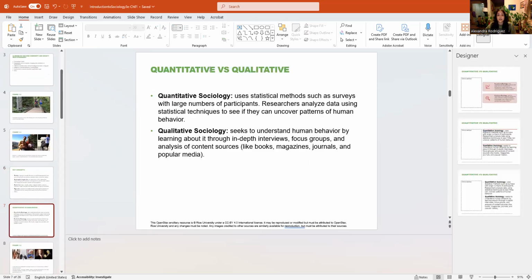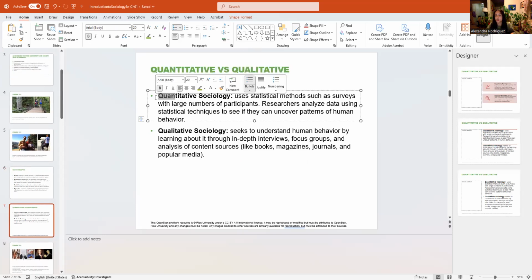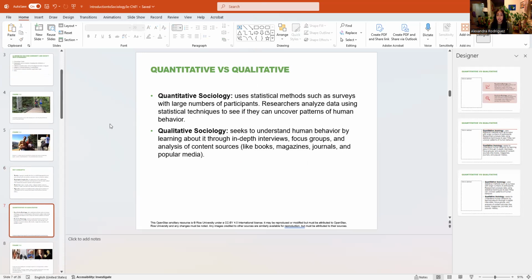Then there's quantitative and qualitative sociology. These are the main subsets within sociology in terms of how you want to study and do research, right? If you think about the prefix quant, or quantitative, we're talking about numbers. So quantitative sociology is anything that has statistics, numbers, even math, charts, graphs, anything that can show us numerical trends.